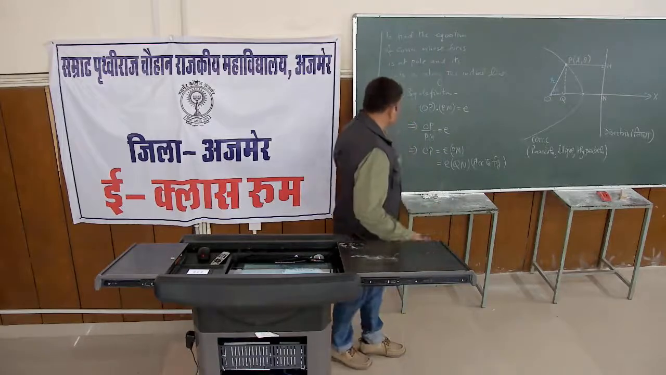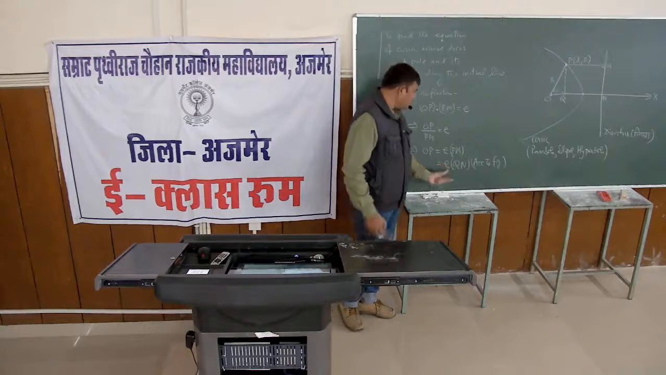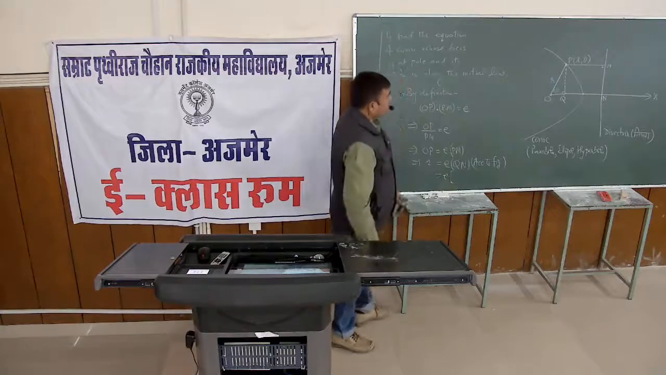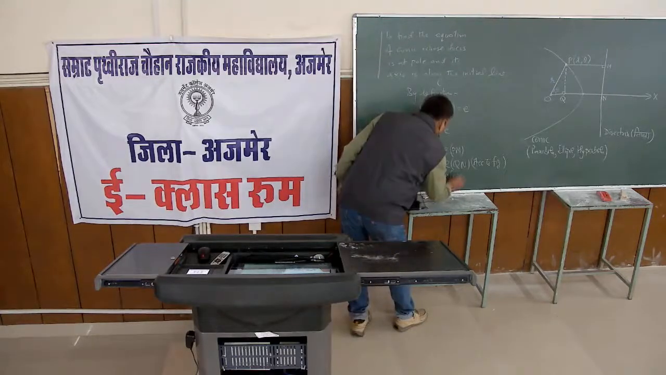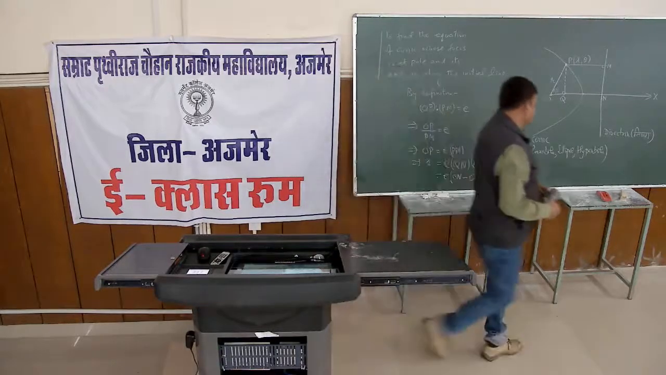So according to the definition, we have written this one. We found OP is r. So r equals e times QN. Now QN is ON minus OQ. Look at the diagram, you can find the answer of this.